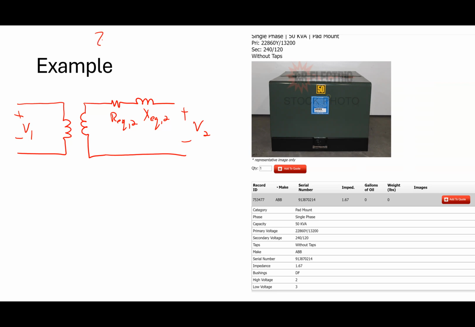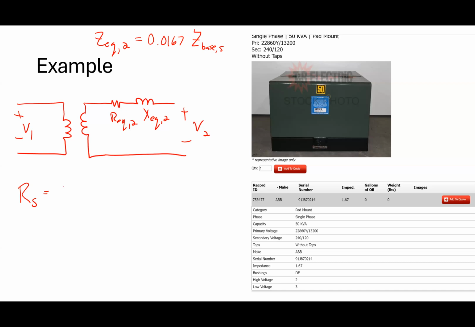I could figure out what ZEQ is on the secondary side, right? What would that be? Well, it would be 1.67% times Z base secondary, right? Figure out whatever that is. Let's ask ourselves, which one's going to be bigger and which one's going to be smaller? Is the primary side resistance going to be bigger or the secondary side resistance going to be bigger? Primary side resistance is going to be a lot bigger, right? Why would I want the secondary side resistance to be smaller? There's a heck of a lot more current over there, right? And so it does work out to be.